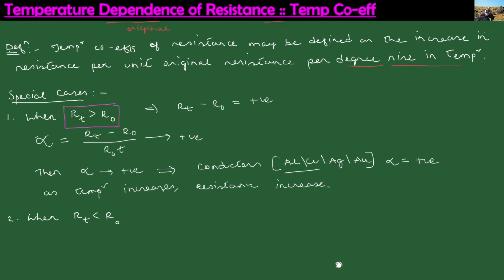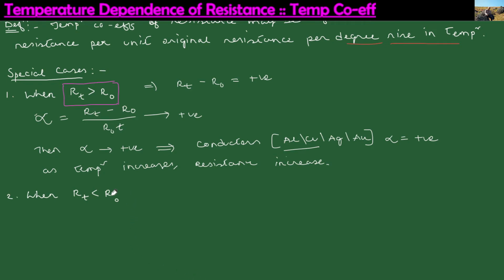Then another important special case is what happens when the resistance RT at a temperature T is less than R0. This will be the case for a semiconductor device of this form. When this is the plot, with the resistance axis and the temperature axis, as T increases, the resistance will decrease. That means when the temperature increases, the resistance of such devices will decrease.